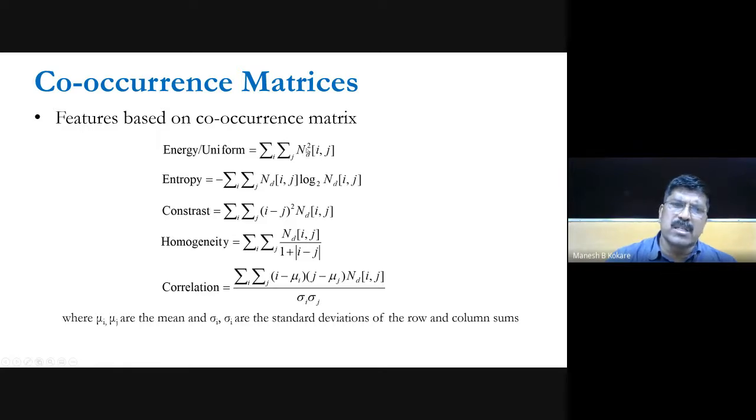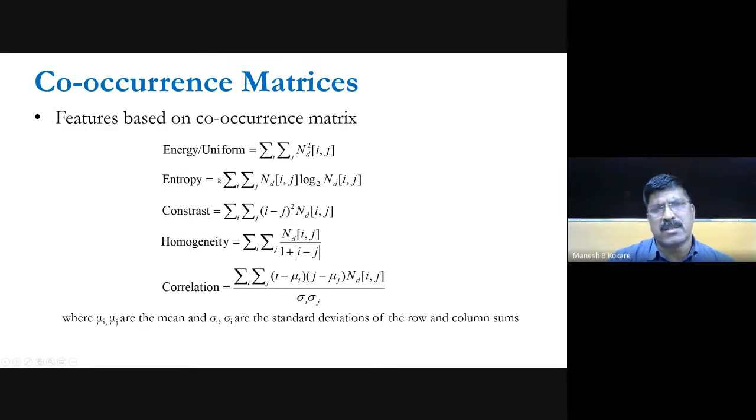So basically this is nothing but your intensity, this one, the co-occurrence matrix value, and then you are squaring that one, and then just doing the summation of that one. So that will give you the energy or uniformity. Entropy, you can also calculate the entropy from the co-occurrence matrix, which is given by N_d(i,j) log to the base 2 N_d(i,j).